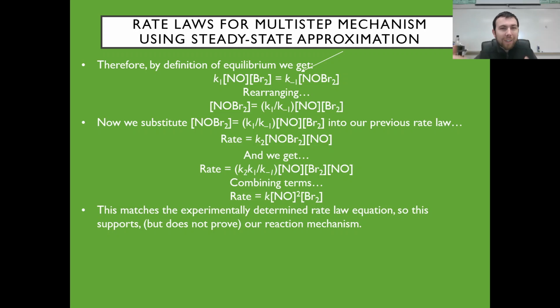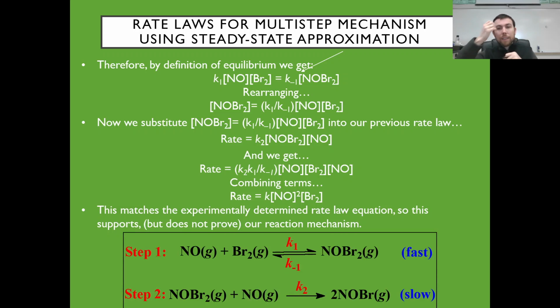All right, so even though initially we looked at it and it was like, no, this doesn't match up with our experimentally determined rate law, this does in fact support it. Remember, it doesn't prove it, but it does support our mechanism. It does show us that, hey, if this reaction takes place, this is a possibility for how that's going to occur, right? So this mechanism supports the experimentally determined rate law, but it doesn't prove it.